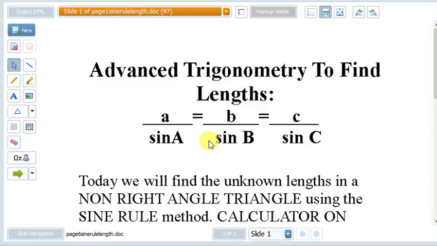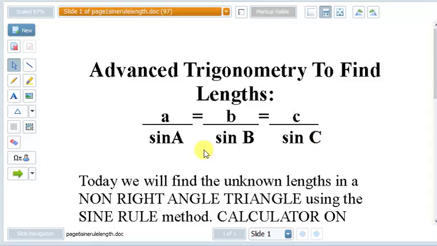Hello. Today we're going to look at how to find lengths in non-right angle triangles by using the sine rule method. The sine rule is a over sine A equals b over sine B equals c over sine C. And you'll see here you've got lowercase and uppercase. The lowercase, the little a, little b and little c, are lengths, and the capital A, capital B and capital C are the angles.